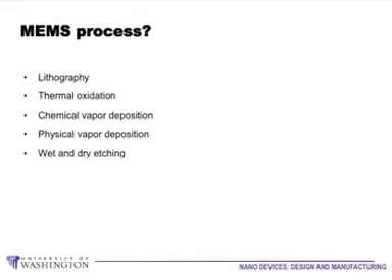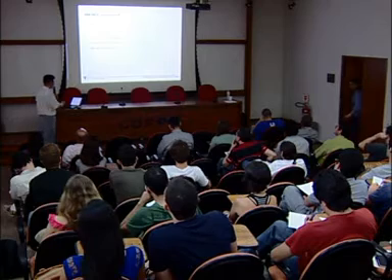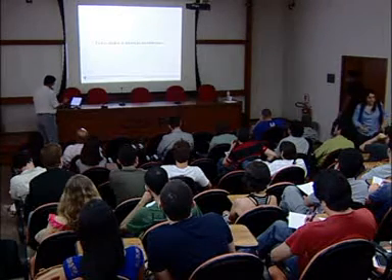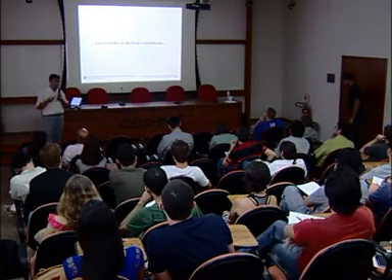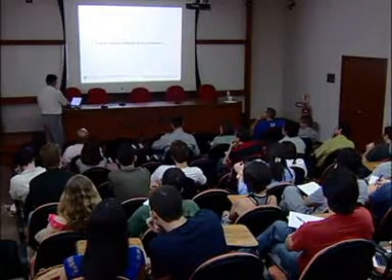So we shortly went over the processes in MEMS. The first one was lithography, the second one was thermal oxidation, the third one was chemical vapor deposition, the fourth one was physical vapor deposition, and the final one was wet and dry etching. Okay. Then let's make a simple device, like a cantilever. A cantilever is very frequently used as probes or sensors or actuators.